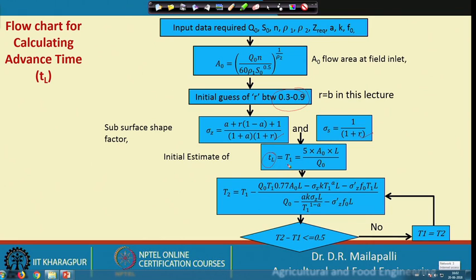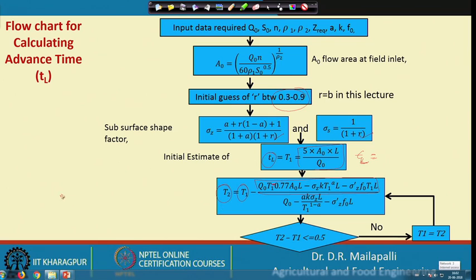So, T L, which is equal to T 1, equal to 5 into A naught into L. So, this is the initial guess. You can also use any initial guess, but in order to reduce the number of iterations, T L is equal to 5 A naught into L by Q naught. Okay. So, then T 2 is equal to, as I mentioned, the new T, and this is the initial T, and if you remember the volume balance equation, this is supposed to be a minus.